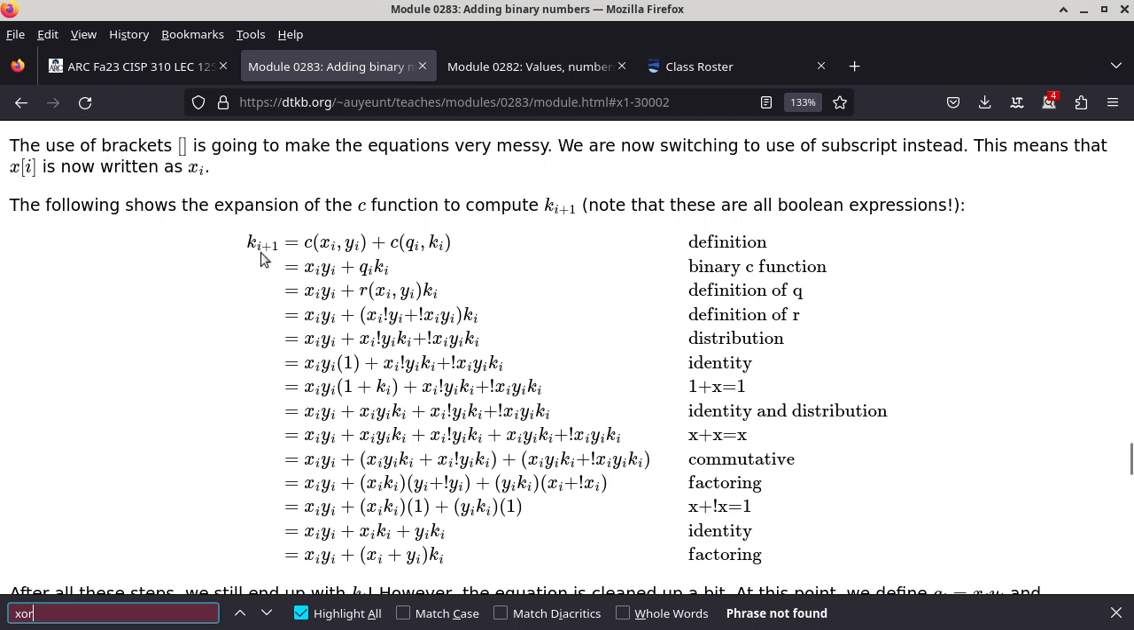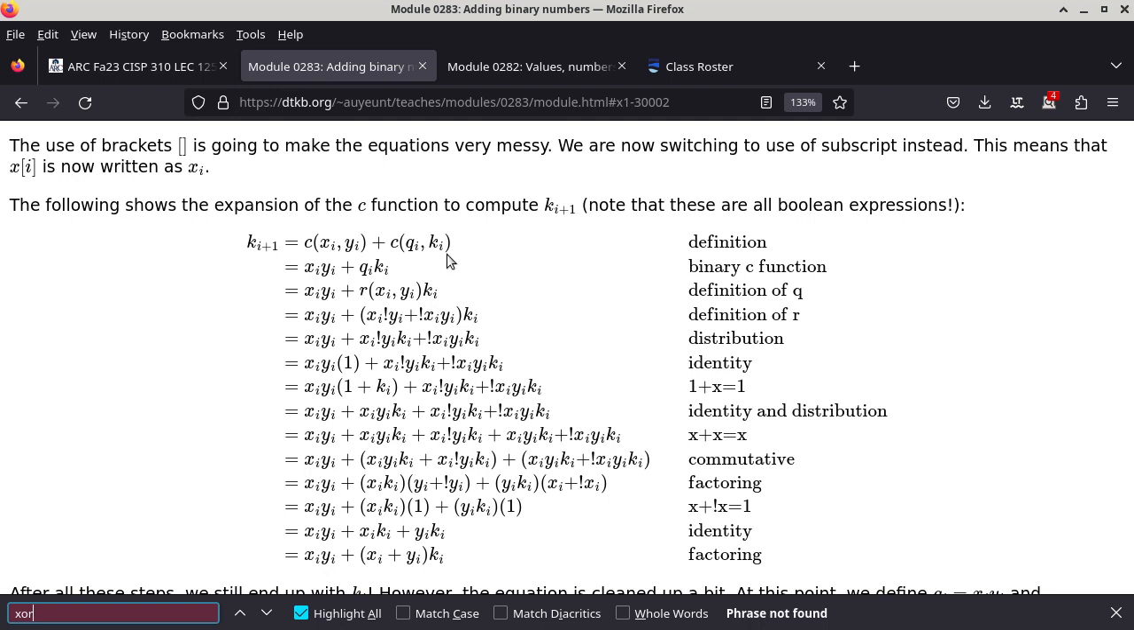is we start off with k of i plus 1, depending on k of i. This is the reason why the carry ripple adder has a linear dependency. Because until we figure out what is k of 3, we cannot figure out what is k of 4. Until we figure out what is k of 4, we cannot figure out what is k of 5, and so on. So the linear dependency has to do with the definition of k of i plus 1 referring to k of i. That is the problem.